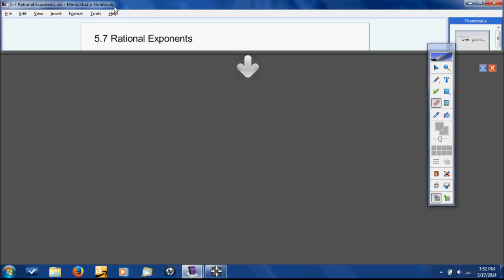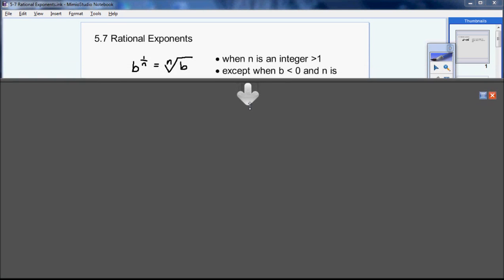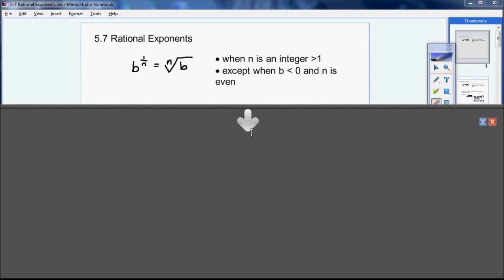Our topic is rational exponents. If you remember the definition of a rational number, it's any number that can be written as a fraction. So basically what we're going to be talking about today is what fraction exponents mean and how they can be used. Let's get started, and we first need a definition of what a fraction exponent is in the first place, what a rational exponent is.